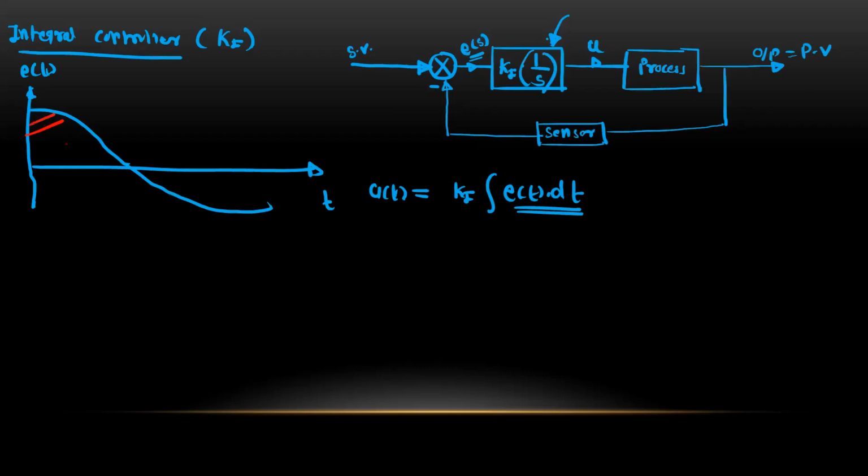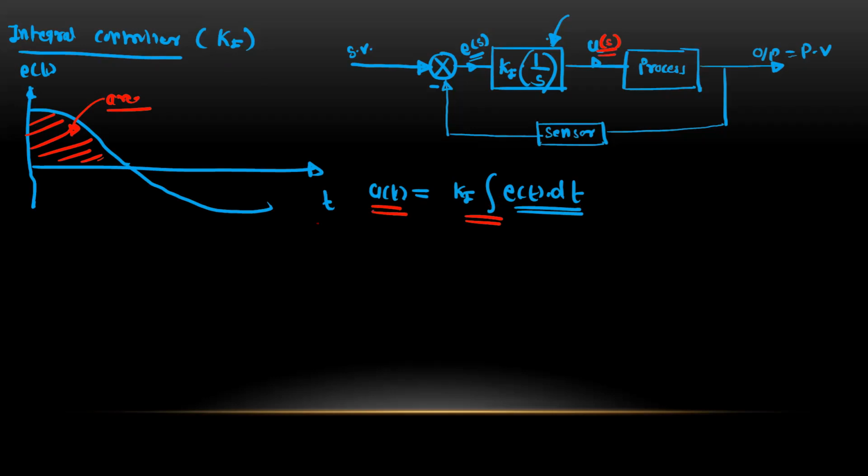Then the integral controller will just integrate this and it will try to find out this area. So basically integration means it is the area under the curve. So it will integrate the error signal with respect to time. Basically, the integral controller studies the history of the error, and depending on the history it tries to control the process. So it will generate this controlled output, u of t, equal to Ki into the integration of e of t dt.